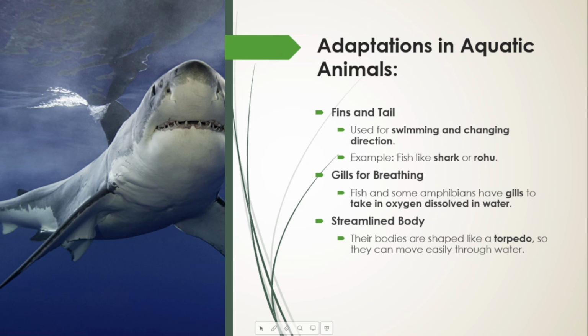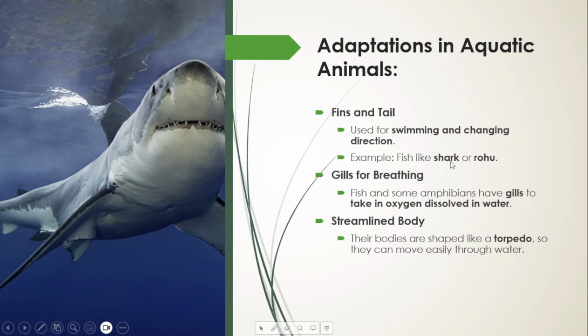Next, we have adaptations in aquatic animals. That means even in the water bodies, other than plants, we also have animals living there. So even the animals need to have certain adaptations in order to live perfectly in the water. So adaptations that are seen in aquatic animals are, first one, fin and tail. Fin and tail are used for swimming and changing direction in aquatic animals.